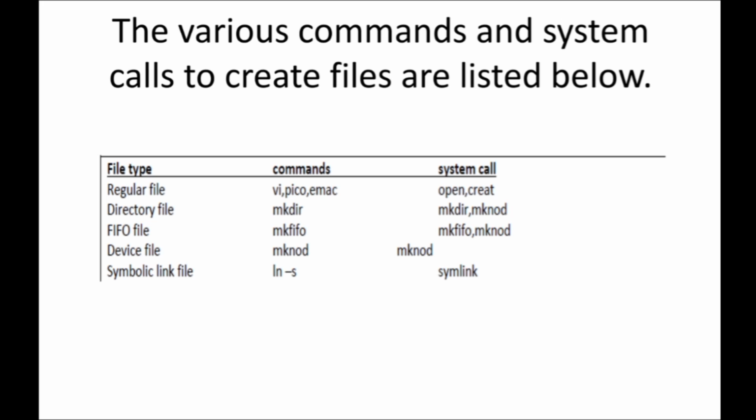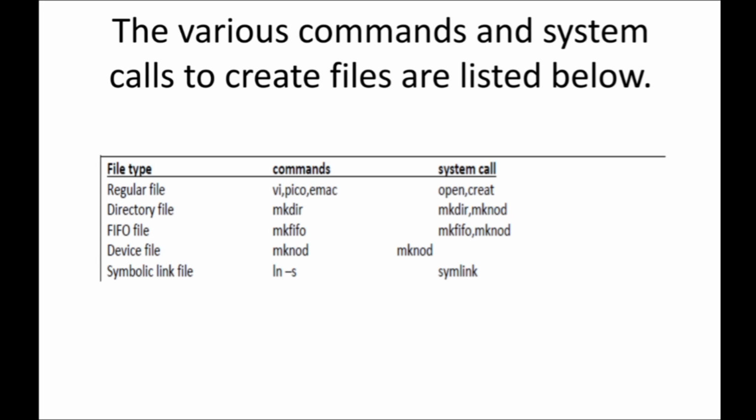Directory files. If you want to create a directory, you can use the mkdir command or the mkdir system call. See, in this way you can interact with your files and directories. If you want to create a FIFO file, you can create it with mkfifo. If you want to create a device file, you can do it with mknod. If you want to create a symbolic link file, you can create it with ln -s. So if you want to interact with your files, you can interact with these APIs or system calls.